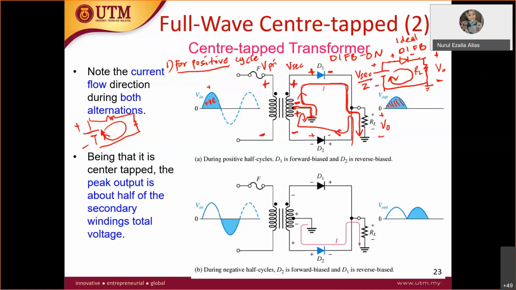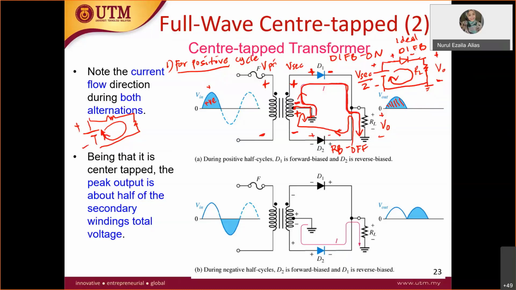So diode 2, what happened? What happened to the diode 2? Reverse bias. Yes, diode 2 is reverse bias and therefore diode 2 is off. But it doesn't matter because you have two options.